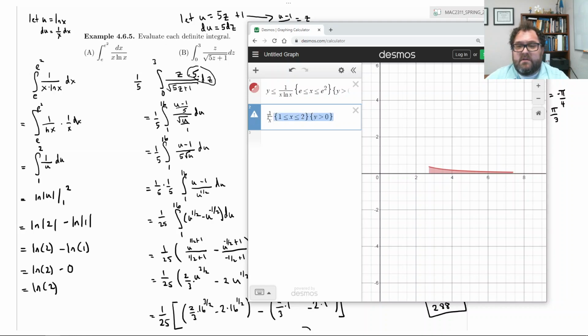Oh, let's see. Why is it giving me an error? Try adding an equal sign. So y less than or equal to. Oh, there we go. Sorry.